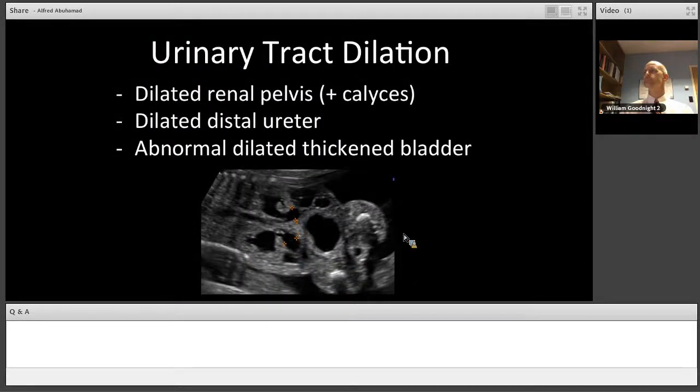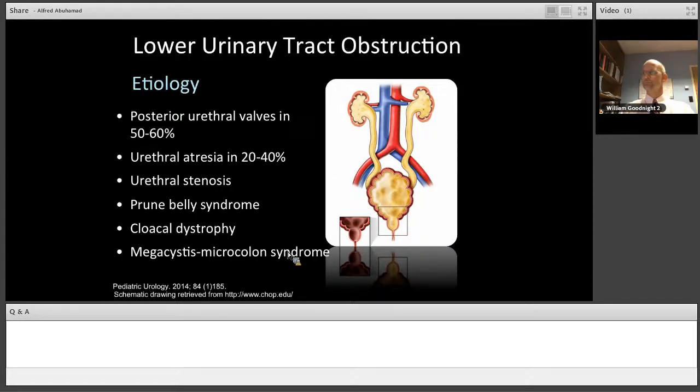So now if you have a dilated renal pelvis, a dilated ureter, but also an abnormal bladder. Abnormal bladder could be a thickened bladder, as you see right here in this ultrasound image, or it could be a massively dilated bladder. Here the idea is there is a lower urinary tract obstruction, so either primarily due to posterior urethral valves that tend to be the most of what we see prenatally, but also could be urethral atresia, and I'll show you how to differentiate between the two. Urethral stenosis could be the case, Prune belly syndrome, cloacal dystrophy, and megacystis microcolon. I'm not going to cover those because of the interest of time. I'm going to focus my discussion on the posterior urethral valves.